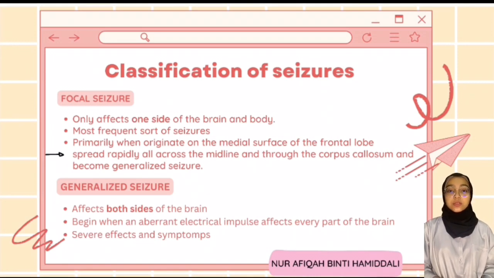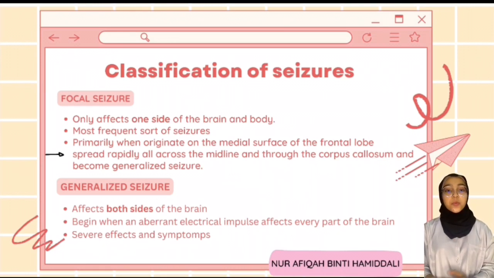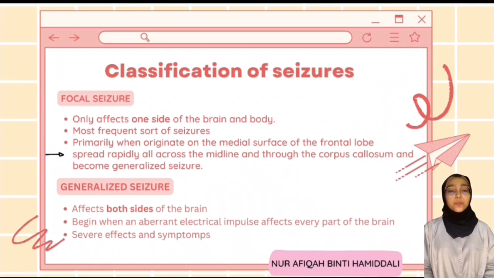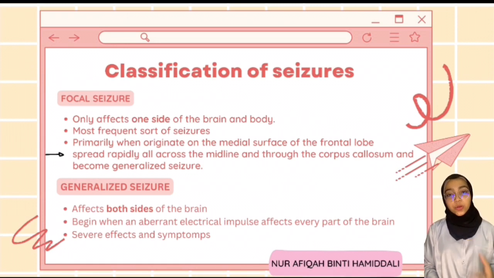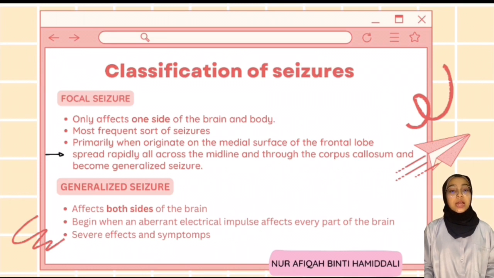Seizures can be classified into two major groups, which are focal and generalized seizure. So let's start with focal seizure. The term focal seizure refers to a certain kind of seizure that only affects one side of your brain and body. These seizures are often less severe. Focal seizures can start in one part of the brain and spread into other areas, causing symptoms that are mild or severe depending on how much of the brain becomes involved. Focal seizure is known as the most common seizure as it accounts for more than half of all seizures. The symptoms that occur during a focal seizure are determined by the location of the seizure in the brain.